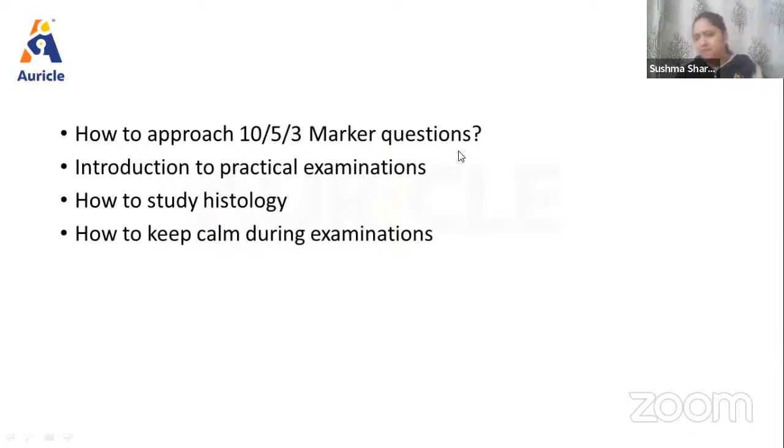And again, the pattern remains the same. So if a 10 marker question is asked, you'll have to write three to four diagrams and describe everything in detail. 5 marks, one or two diagrams. 3 marker, generally they don't expect any diagrams, but if you know any, you can write one diagram.